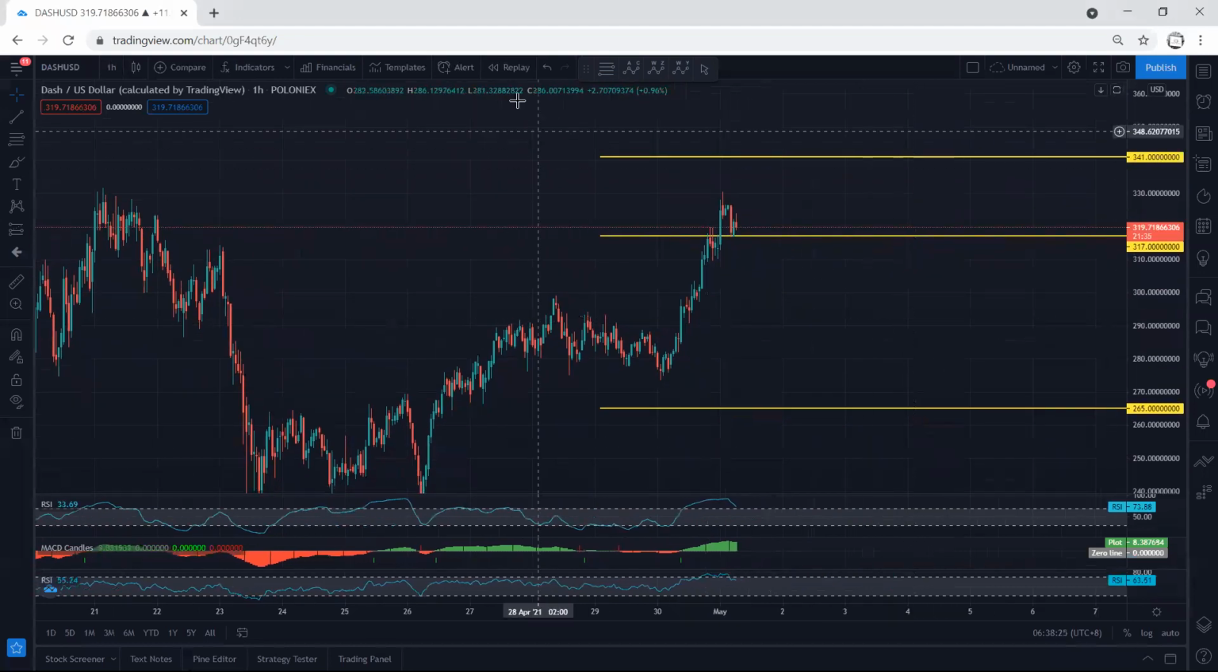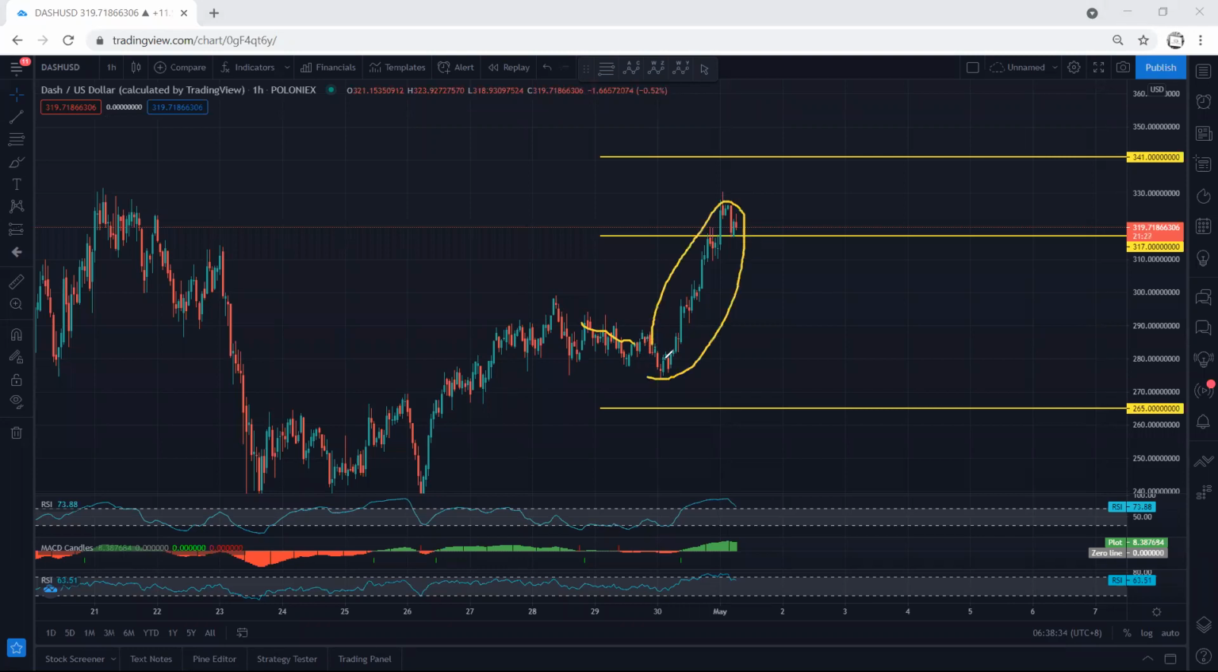And again, since the price was within this move, we mentioned we have been looking for buy, and this is what we get. And we even put these targets. As we can see, the first target was 317. The price tagged the target and even broke it.